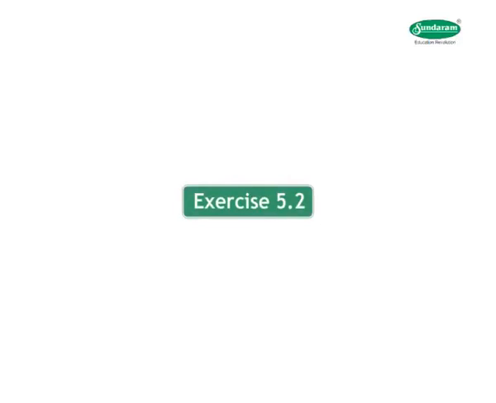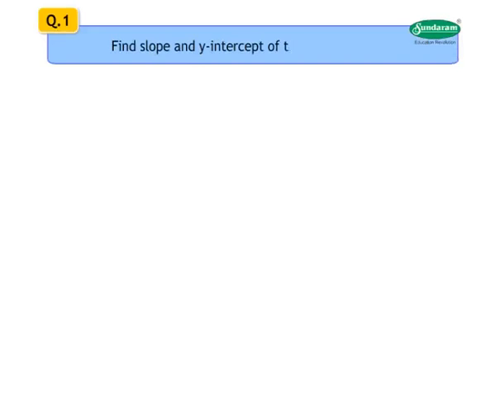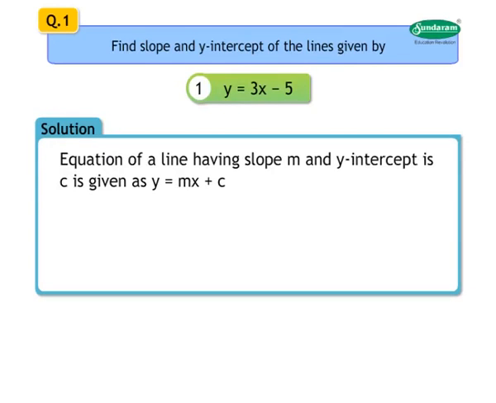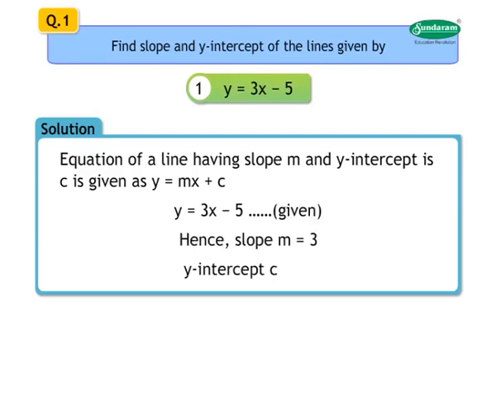Let us solve the sums from Exercise 5.2. Question 1. Find the slope and y-intercept of the lines given by number 1. y = 3x - 5. Solution. The equation of a line having slope m and y-intercept c is given as y = mx + c. y = 3x - 5 is given, hence slope m = 3, y-intercept c = -5.